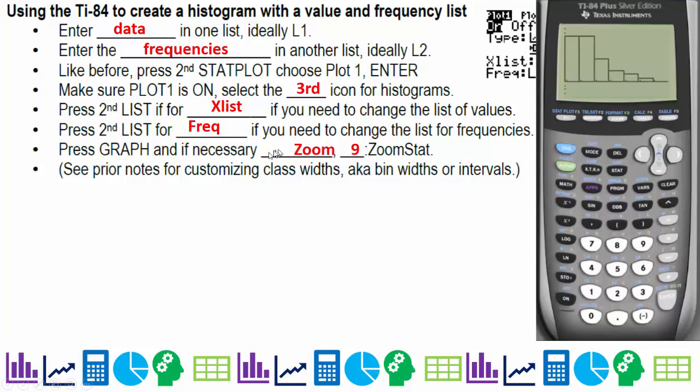One thing to note, if you have that list 2 as the frequency and you later decide to graph data that's in only one list without frequencies, you better change that back to 1. Otherwise, you can just clear your calculator and it'll be fine.